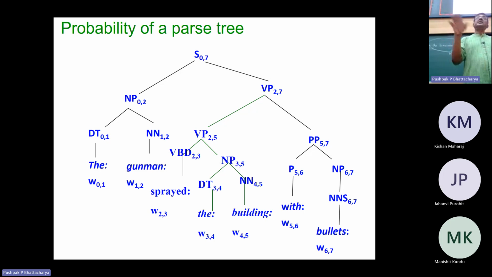And all the indices are recorded along with the symbol. Okay, when I say PP 5 to 7, that means a prepositional phrase dominates from 5 to 7, that is with bullets. Or the yield of PP is with bullets. Okay?